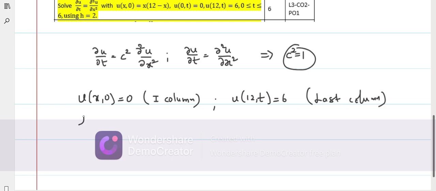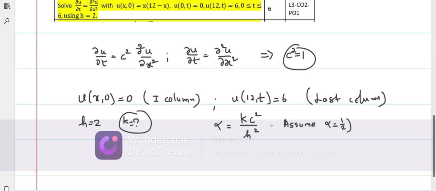The h value is 2, and the k value is unknown, so we don't have the k value. So how can we calculate the k value? We have an equation alpha equals k c² by h², and in order to calculate the value of k, we need to assume alpha equals 1 by 2. That is the trick here.